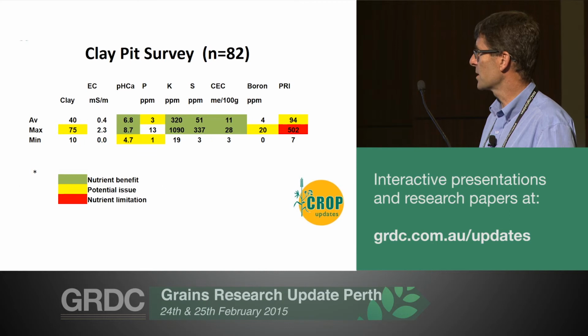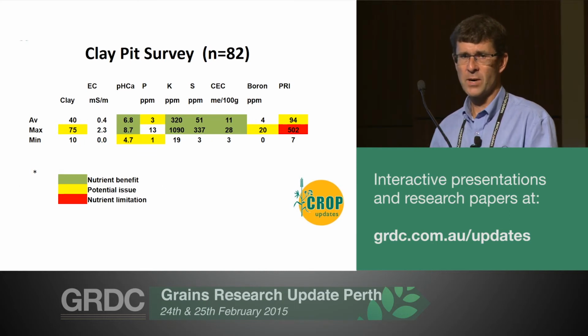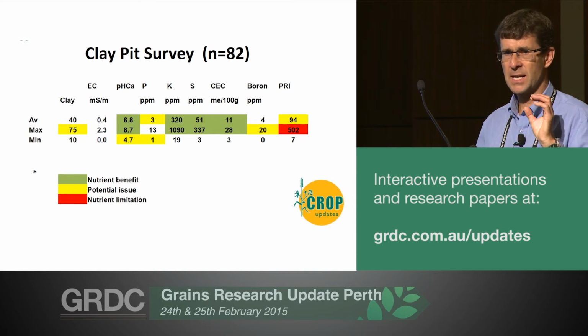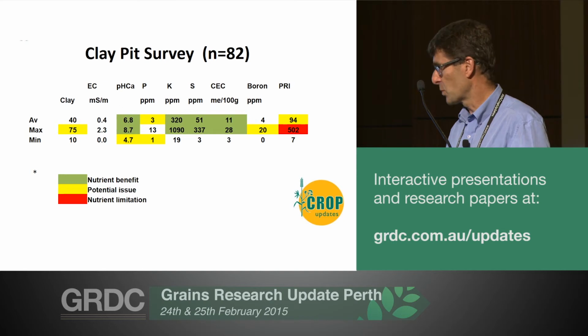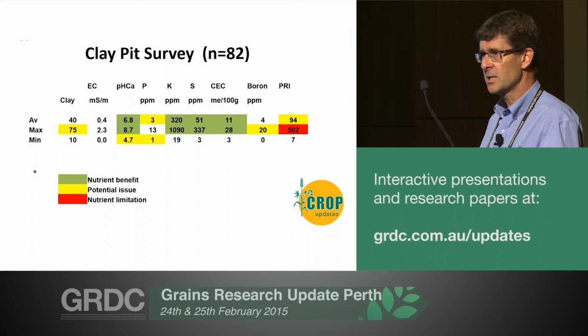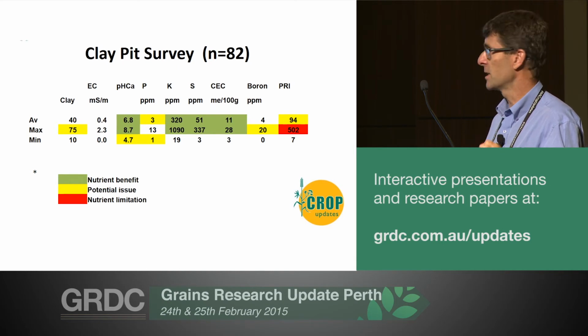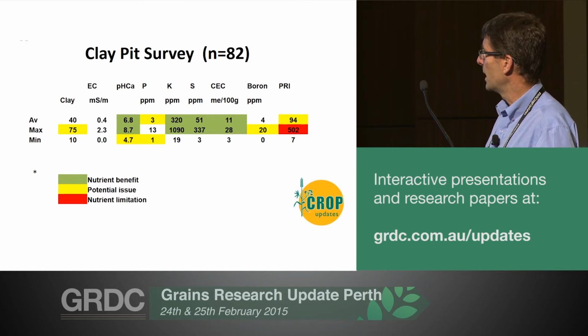At 75%, you've got a potential issue in that if you're applying that at very high rates, and you can't incorporate it well, then you're going to be creating a brick-like structure. And this is why I always go back to what percentage clay we really need to have in these soils to overcome the non-wetting. Benefits from pH, and I've got nutrient benefits, potential issues, and nutrient limitations.